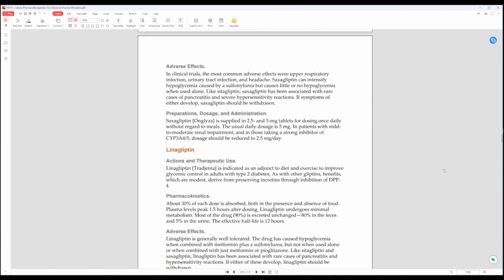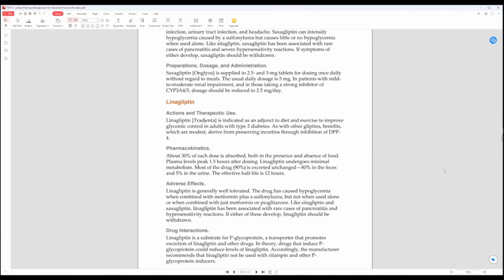Adverse effects. In clinical trials, the most common adverse effects were again upper respiratory infections, UTIs, and headaches. Saxagliptin can intensify hypoglycemia caused by a sulfonylurea, but causes little or no hypoglycemia when used alone. Like sitagliptin, saxagliptin has been associated with rare cases of pancreatitis and severe hypersensitivity reactions. If symptoms of either develop, saxagliptin should be withdrawn.